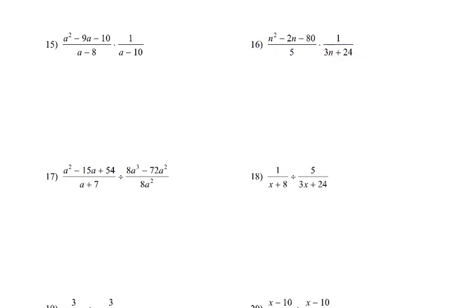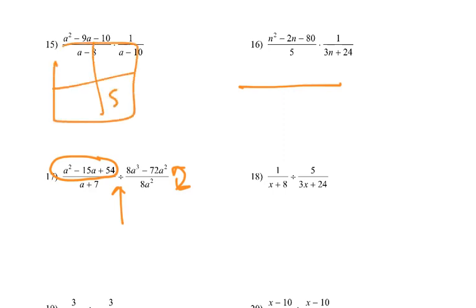Okay, and that's just kind of what we keep doing. Now with the division, we're going to flip this. Okay, so let's factor that. So a squared, negative 15a, 54. So factors of 54 that will equal negative 15. So it's a positive 54, so I know they're both going to be negative.